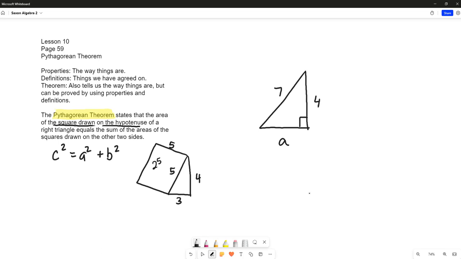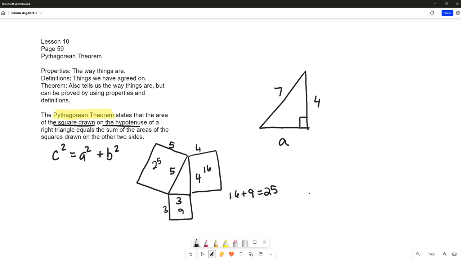So the theorem says that the square drawn on the hypotenuse of the right triangle equals the sum of the areas of the squares drawn on the other two sides. So here's a 4. So this is going to be 4 times 4. So this is 16. And this is a 3. So 3 times 3 is 9. So if I add 16 plus 9, that gives me 25.